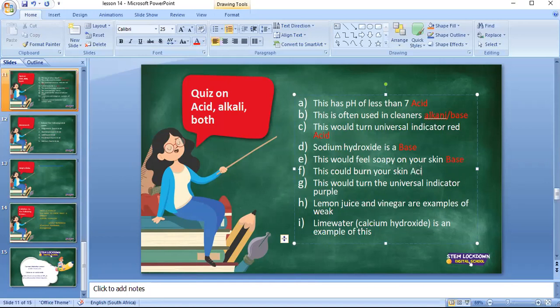Acid. Thank you. Everyone is on the same page. So tomorrow, when you're writing a test, please write answers only. Write answers only. This would turn the universal indicator purple. Alkali. Thank you.